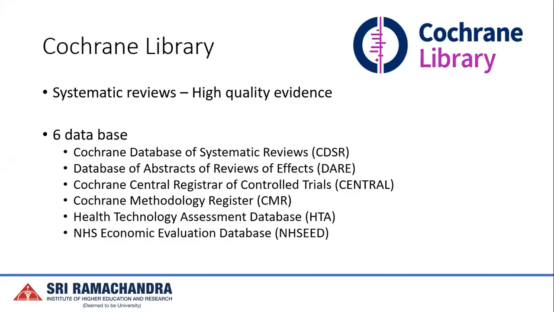These are all secondary databases, as I told you, like the Cochrane systematic reviews. They have high quality evidence, that is, systematic reviews and meta-analyses are available. You should be searching the Cochrane database also. Within the Cochrane Library, we have six databases. The Cochrane Database of Systematic Reviews. We have the Database of Abstracts of Reviews of Effects, called DARE. So you get only the abstracts which reviewed the effects. And you also have the Cochrane Central Register of Controlled Trials.